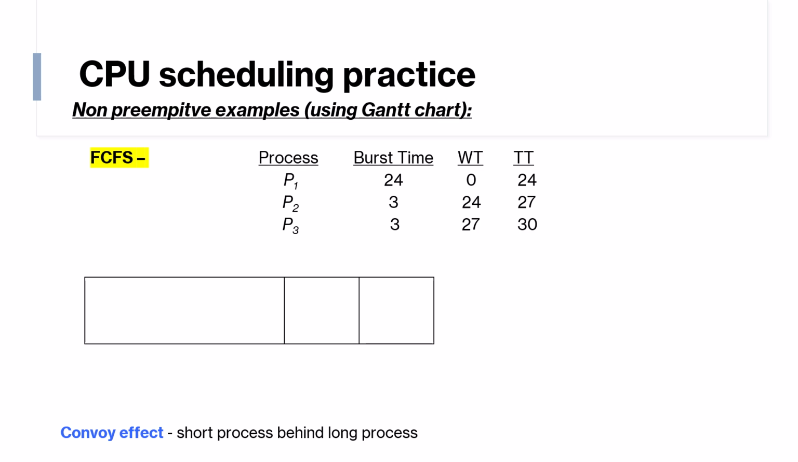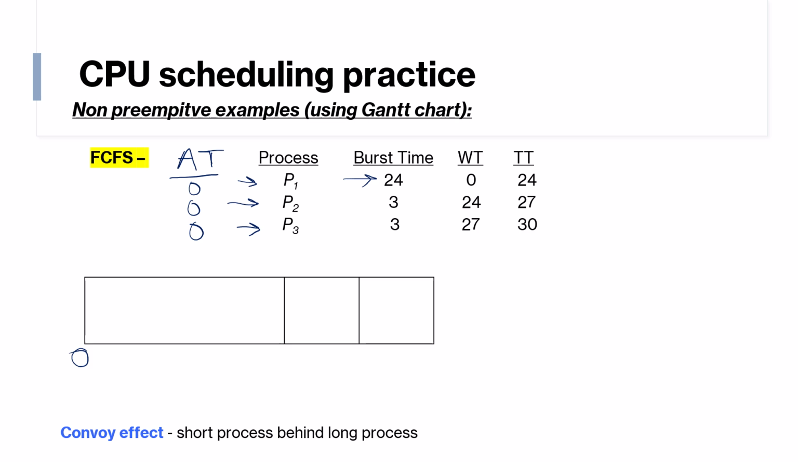So here's first come, first serve. Here's an example. This is a Gantt chart. This represents the CPU and time. So this would be time 0. The way that you look at this, we have 3 processes, process 1, process 2, and process 3. Each of these processes has a burst time. Process 1 has a burst time of 24 time units. You could also add an arrival time. So we're going to assume that all the processes arrived at time 0.